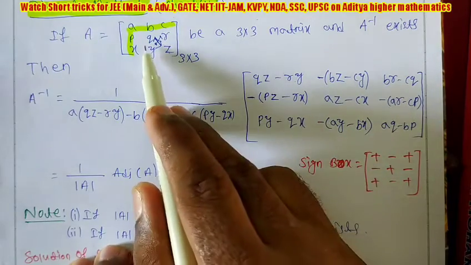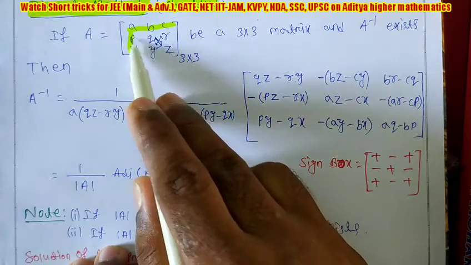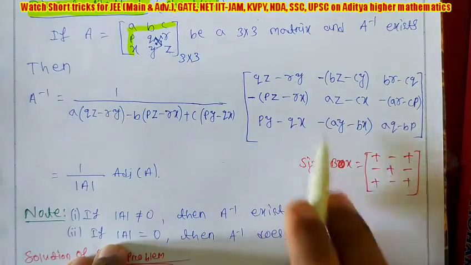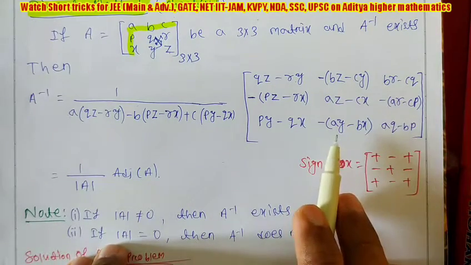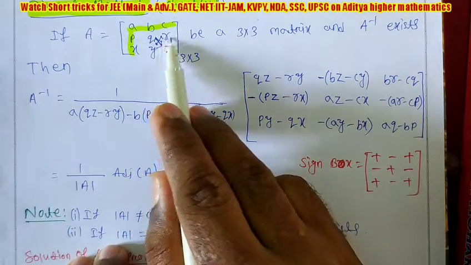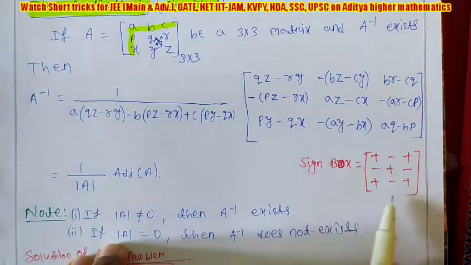Next, similarly for Q, delete the second row and second column: Az minus Cx, but its sign is plus, so plus. You see, I am writing column wise. This is the important point you have to remember. Next, for R, delete this row and this column: Ay minus Bx, its sign is minus.